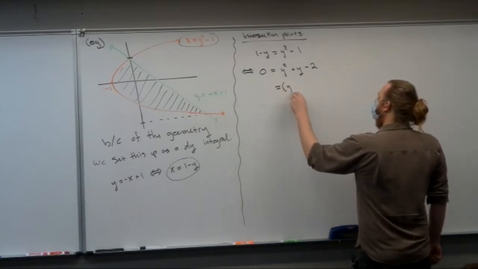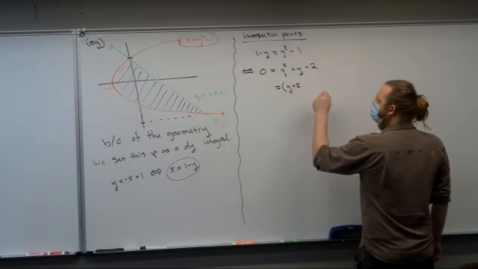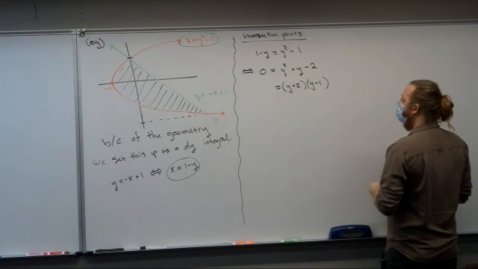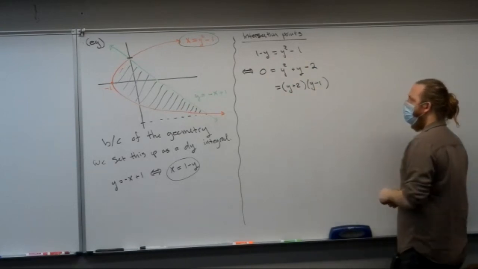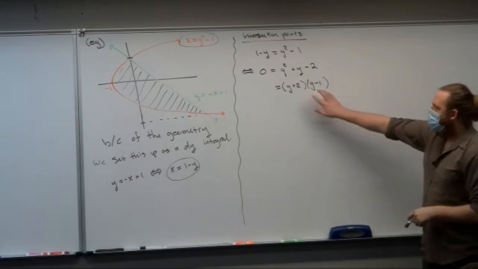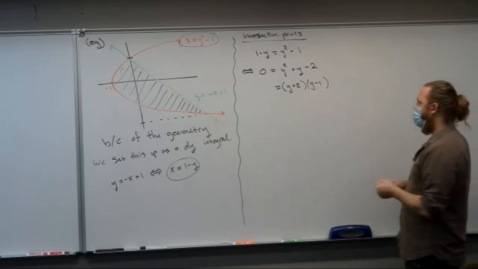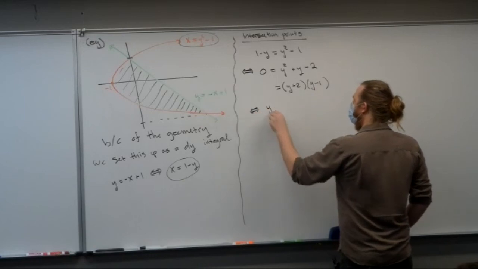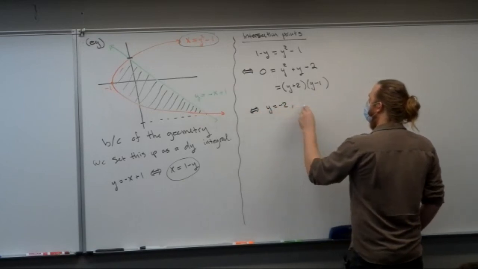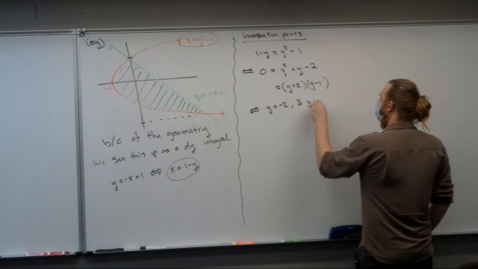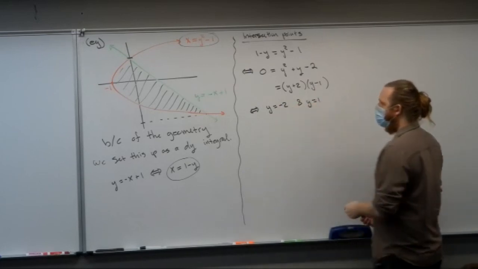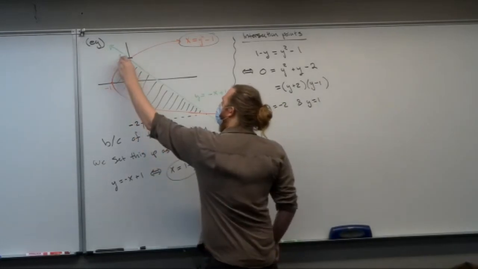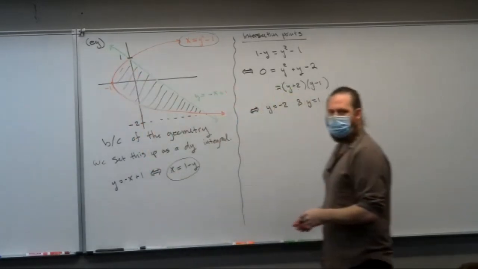So this is y plus 2 times y minus 1, right? Yeah, lovely. All right, so the y values where those curves intersect are y equals -2 and y equals +1. In other words, this y value right here is -2, and this y value right here is +1.